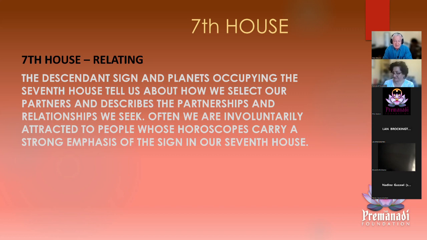So the descendant house, the 7th house, and the planets that occupy it tell us about how we select our partners, and describe the relationships and the relationships we seek. So the 1st house is about me, ego, personality, everything about me. The 7th house is partner, everything about you. Often we are involuntarily attracted to people whose horoscopes carry a strong emphasis of the sign in our 7th house. So if you want to know if a person is very partner oriented or has something special going on, the 7th house will be involved.